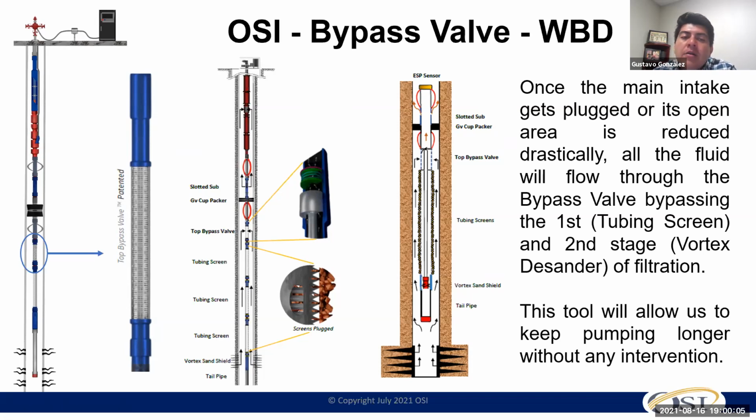Normally you can either do a wider and bigger opening on the bypass, or you can go with a slotted sub and still have that bypass option. So these are just different alternatives that can be designed based on the well-to-well application.